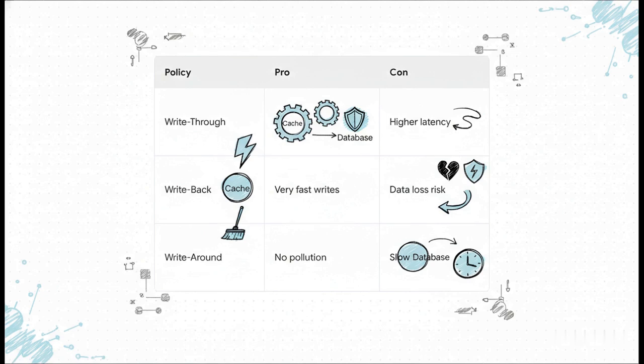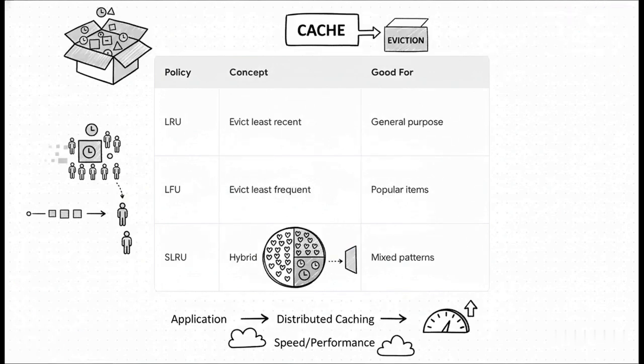And finally, there's write around, which just bypasses the cache completely for writes. The choice here is really a tough trade-off. Do you need safety or do you need raw speed? Sooner or later, your cache is going to get full. You've run out of room. What do you kick out to make space for new stuff?